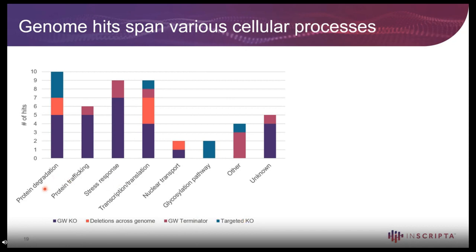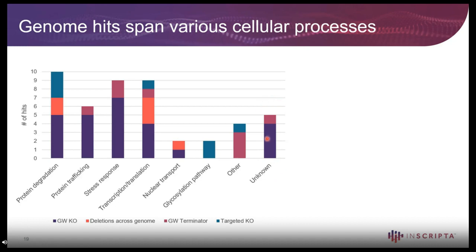So we saw a lot of hits targeting proteins involved in the protein degradation pathway. Several of them were involved in protein trafficking, so it's likely important for secretion. Lots of them were genes involved in stress response, transcription or translation, nuclear transport, and the glycosylation pathway. A few of them fell into basically an other category. Some of them were involved in metabolism. And then we also identified several hits that were interesting in that they were genes of unknown function.